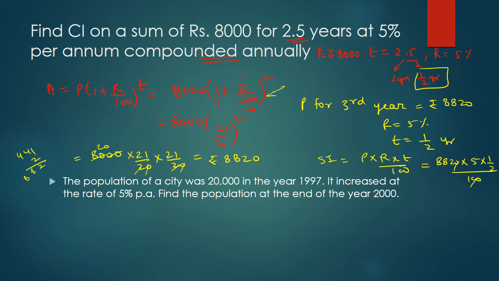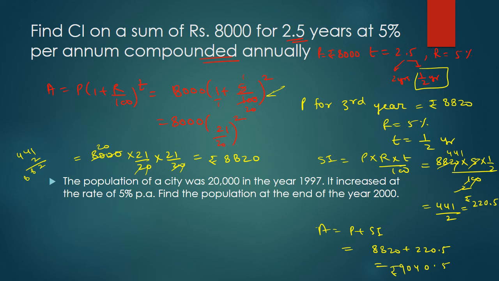0 gets cancelled with 0. 5 2s are 10. 2 4s are 8, 2 1s are 2. So 441 by 2. That is 220.5 for half year. So total amount becomes principal plus simple interest. So 8820 plus 220.5, that is 9040.5. Clear? This is how you'd solve it.